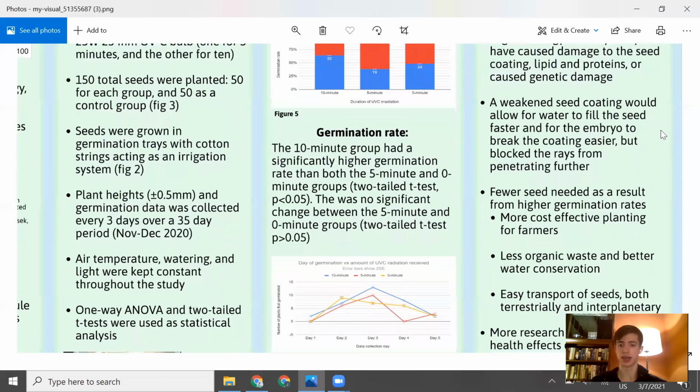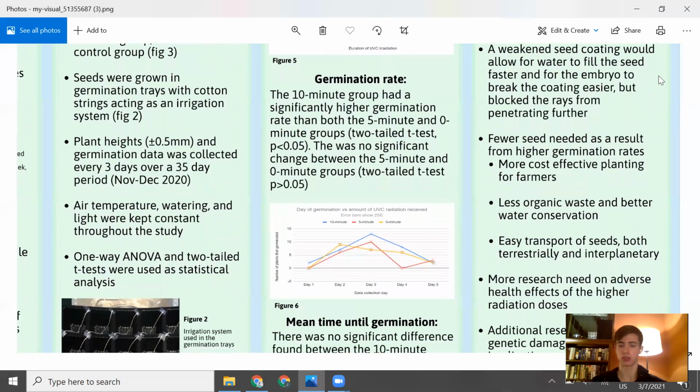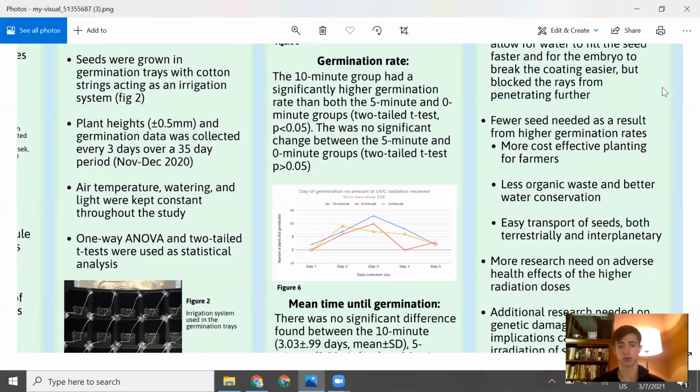Fewer seeds were needed as a result of the higher germination rates, which is more cost-effective planting for farmers, as they'll need to plant and buy fewer seeds, as well as less organic waste and better water conservation, as water and fertilizer would not be used on seeds that would never germinate. Which again is not only better for the environment, as runoff is a big problem on farms and goes into the ocean causing algae problems, but also helps farmers as they have to buy and pay for less water and fertilizer.